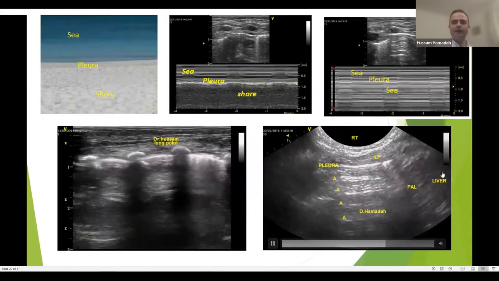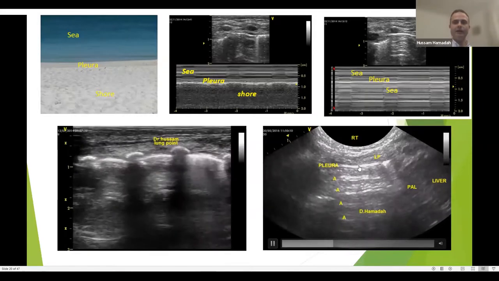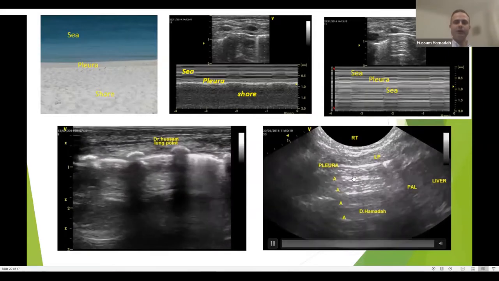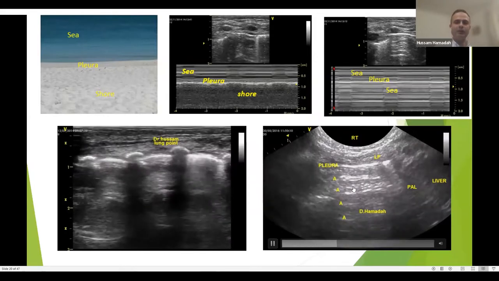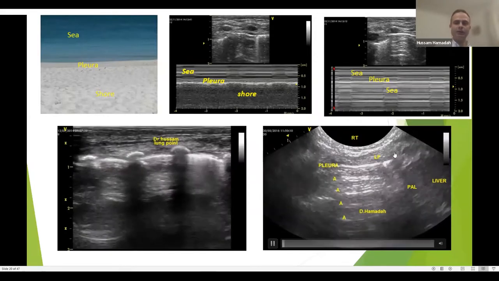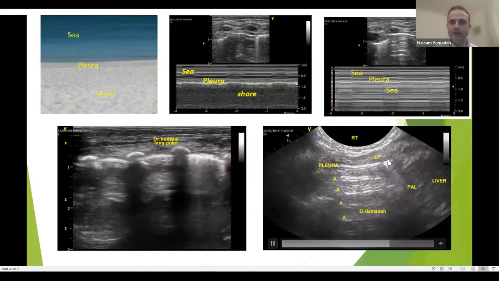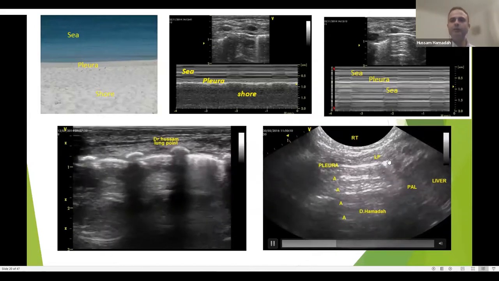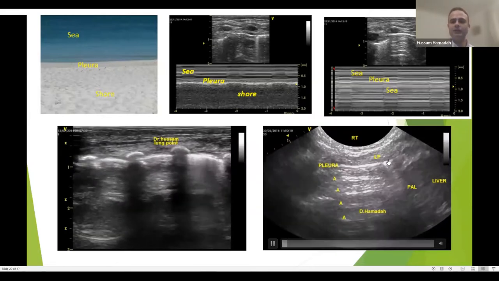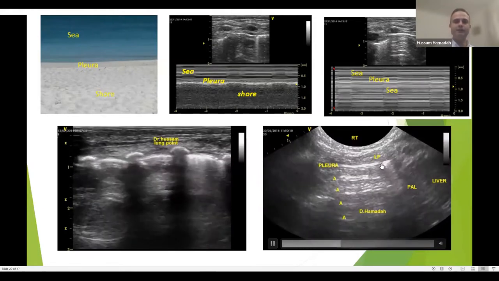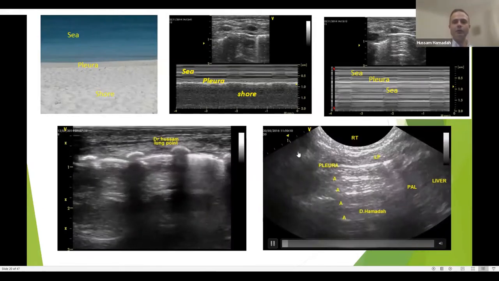For example, here is the liver of the patient, and here everywhere you will see the pleural line and A line. Pleura is not sliding. There are no B lines. There are A lines. This is pneumothorax. There is a small part here moving only. This is the normal pleura only because this patient had tension pneumothorax. So here, this is the lung point. Here, we are 100% sure this is the pneumothorax. You want more information?